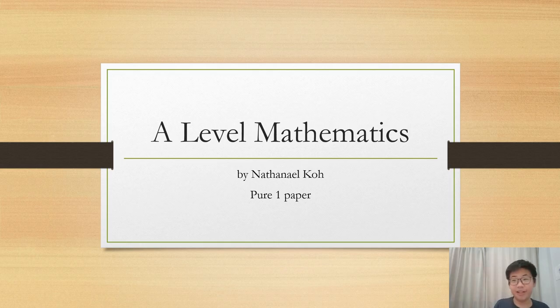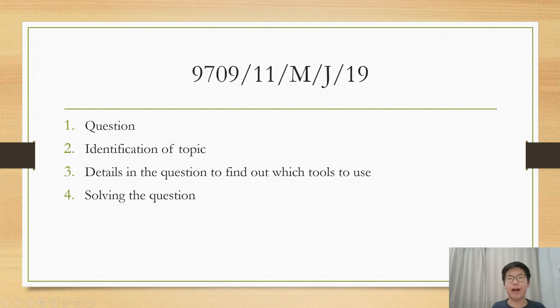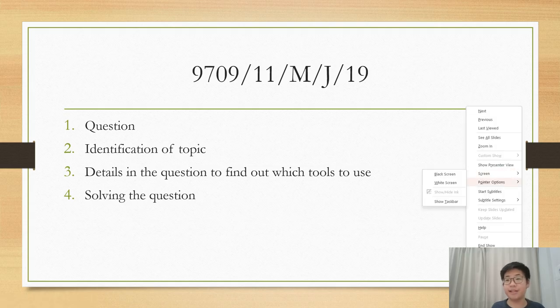I'm Nathaniel, and to commemorate the ending of the first part of the A-Level Mathematics series, we will do a Pure 1 paper. After completing all 10 topics of Pure 1, it is high time we actually do a real exam paper. So the exam paper we'll be doing is 970911 MJ19.